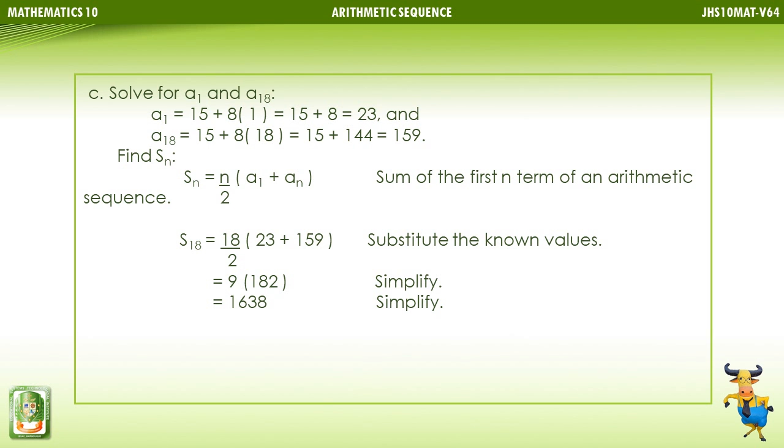Find S sub n. S sub n equals n over 2 times a sub 1 plus a sub n, the sum of the first n terms of an arithmetic sequence. S sub 18 equals 18 halves times 23 plus 159. Substitute the known values. Equals 9 times 182. Simplify. Equals 1638.